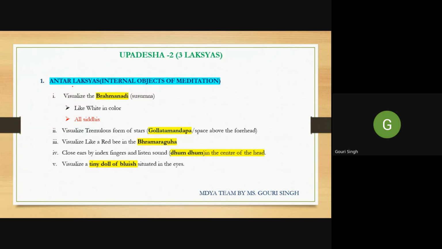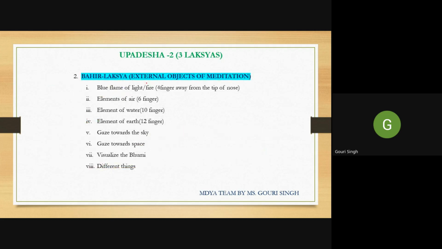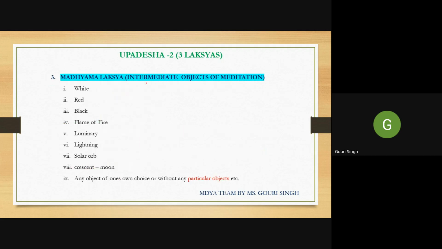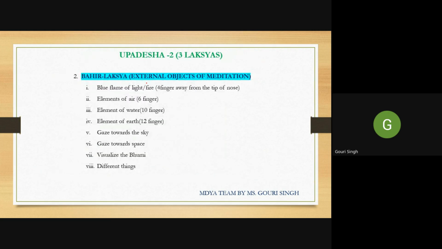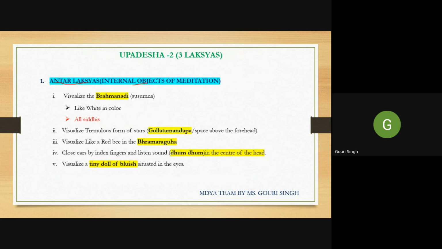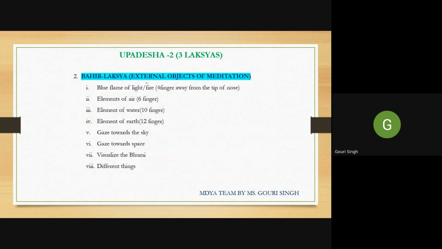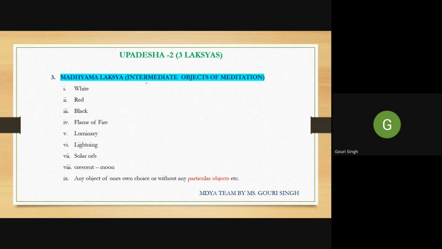After talking about the 9 chakras and 16 adharas, then he is talking about the Antar Lakshyas, internal objects of meditation, where you need to do the meditation. So again, Antar Lakshyas are said here. Then Bahir Lakshyas is also discussed. Then Madhyam Lakshyas is also discussed. So 3 types of Lakshyas are discussed here. First one is Antar Lakshya, second one is Bahir Lakshya, and third one is the Madhyam Lakshya.